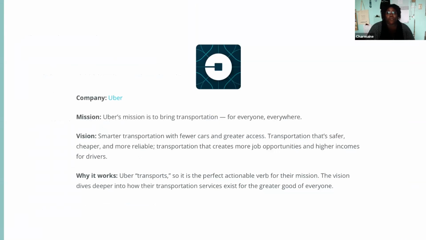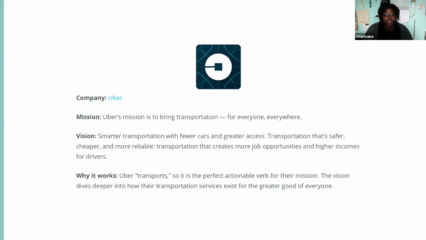So here's an example from Uber. Their mission statement is, Uber's mission is to bring transportation for everyone, everywhere. Now, although I'm using this as an example, I do think Uber can do a little bit of a better job with their mission. Your mission statement should talk about what you want to do, what you're setting out to achieve, and exactly how you're going to do that. And with Uber, they're missing the how, right? So although I'm using it as an example, I want to show you that there is a small element of that missing, but their vision statement is really good.